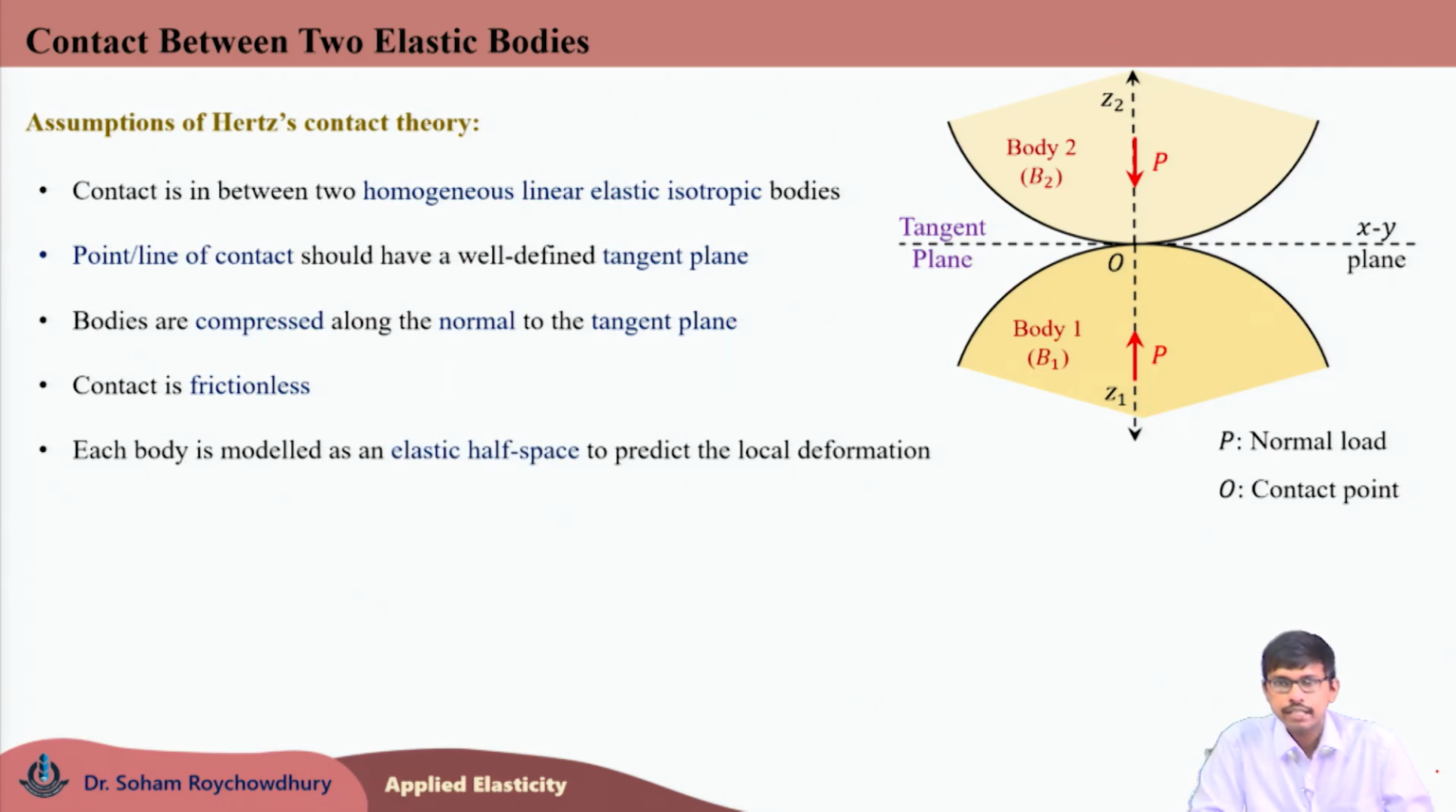Now, each body is modeled as an elastic half space to predict their local deformation around the point of contact. So, the bottom body is considered to be one half space subjected to load P coming from the top body B2, and then we will get the deformation pattern or resulting stresses on the bottom elastic half space at point O using an approach similar to the Flamant solution approach.